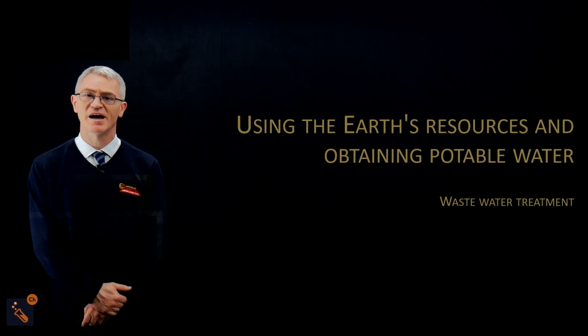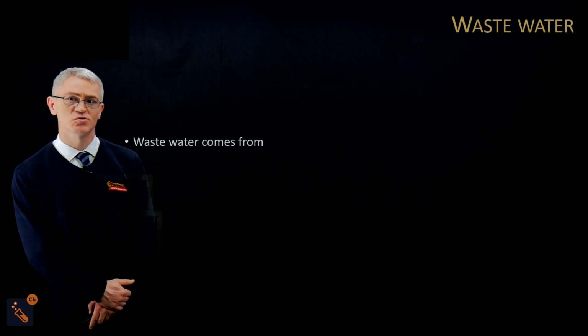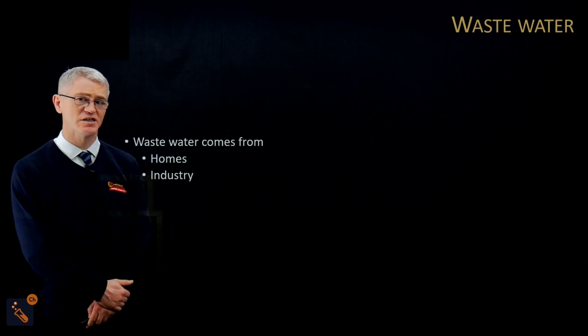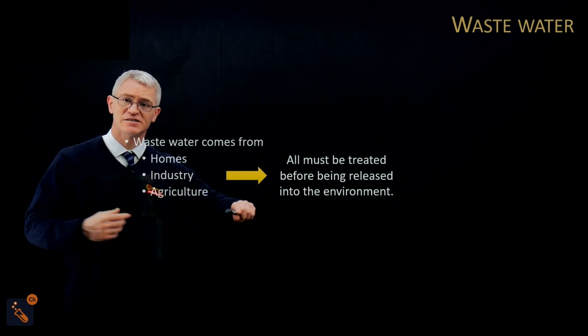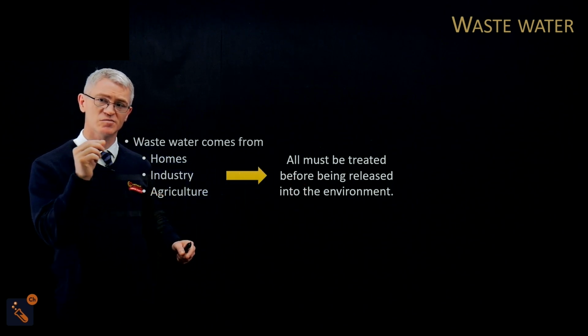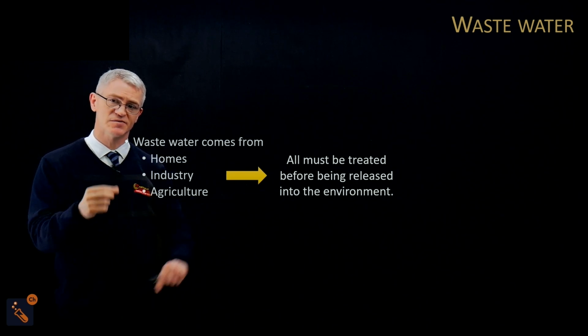In this video, we're going to talk about how you treat wastewater and what wastewater is. So wastewater comes from homes, industry, and agriculture. And all of that must be released into the environment. So the wastewater that goes through our homes, for example, when we go to the toilet or when we wash up, has to go into the environment.